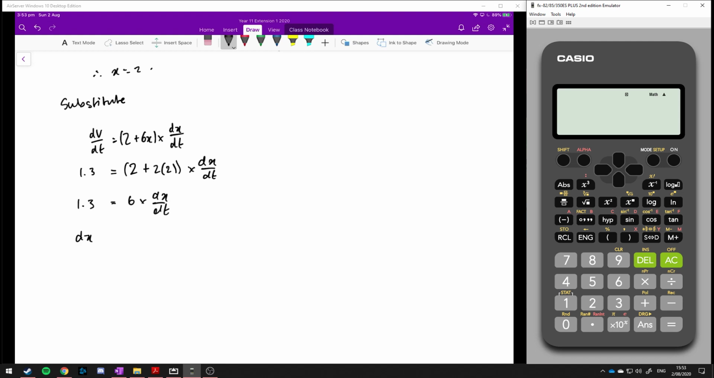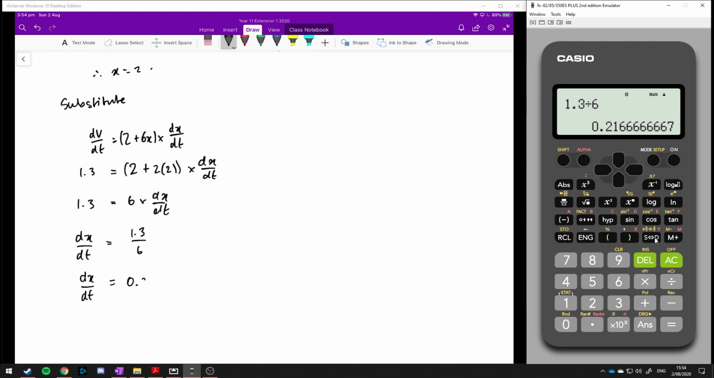So the rate of change in that pool is 1.3 divided by 6. So dx dt, the height of that pool changing with respect to time when that flow is coming in at 1.3, is 1.3 over 6. And so that one's going to be a bit bigger.